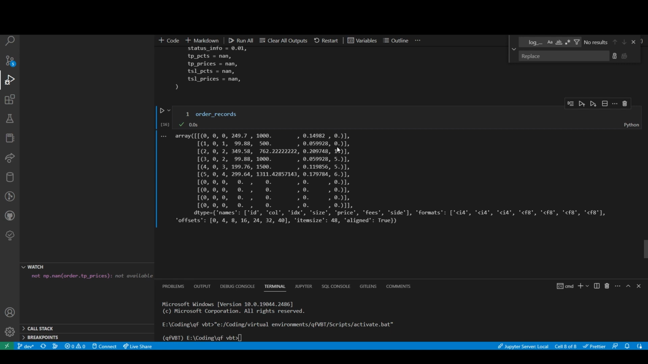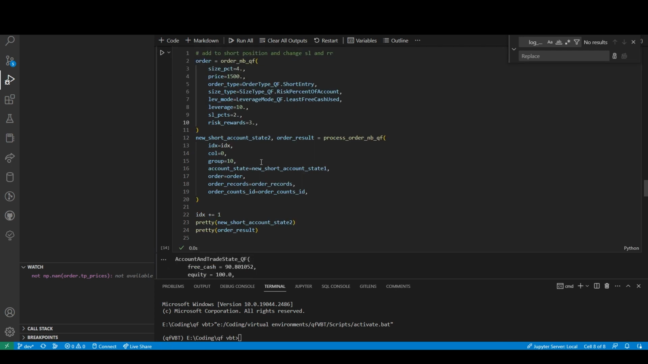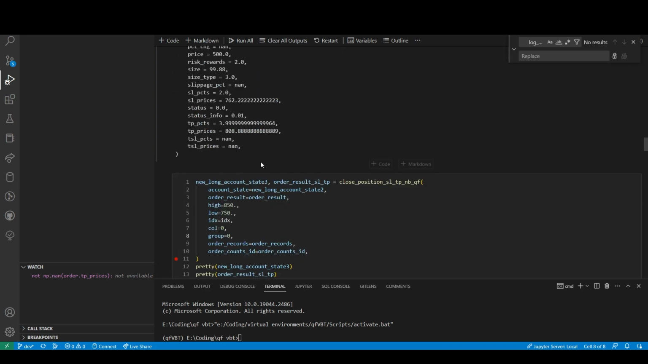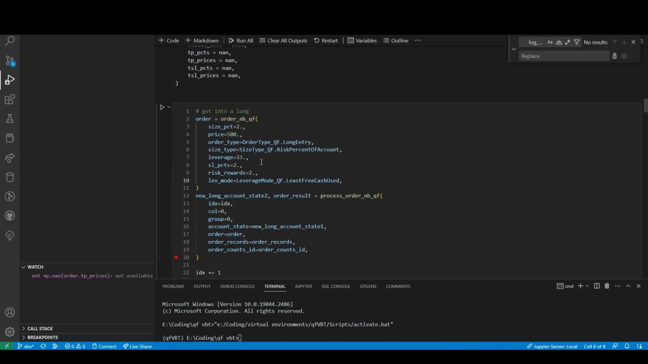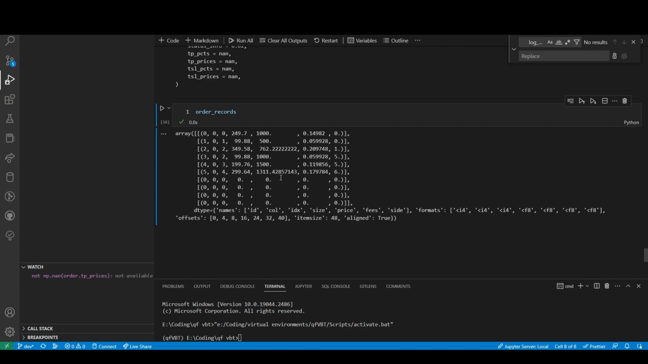So our side was 0.01556. Our fees were this much. Our price was this. Our size was this. Index was this. Column was this. ID was this. 0, 1, 2, 3, 4, 5. 0, 1, 2, 2. What happened here? 0, 1, 2, and 2.